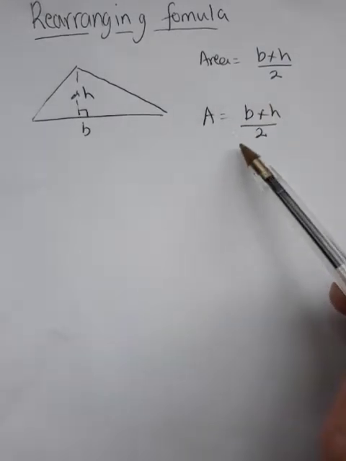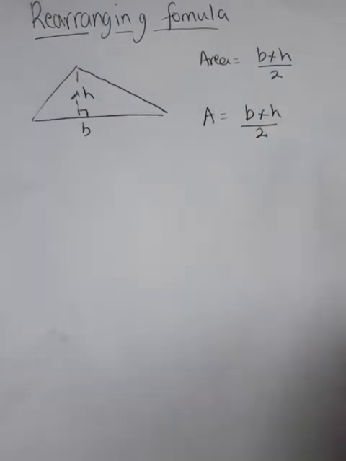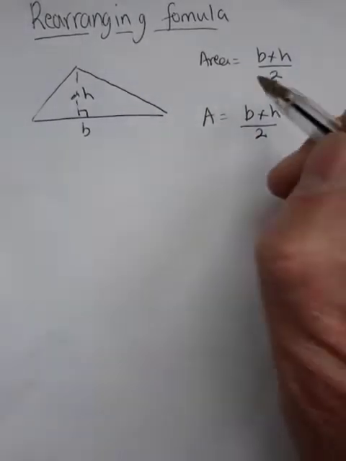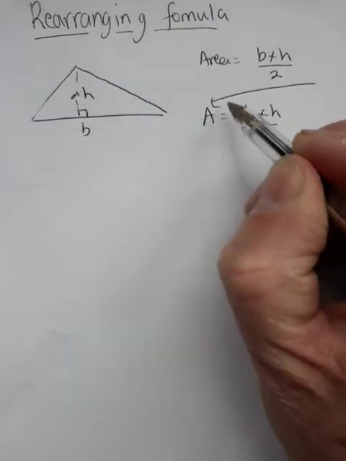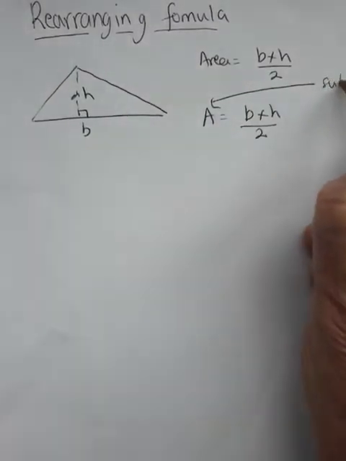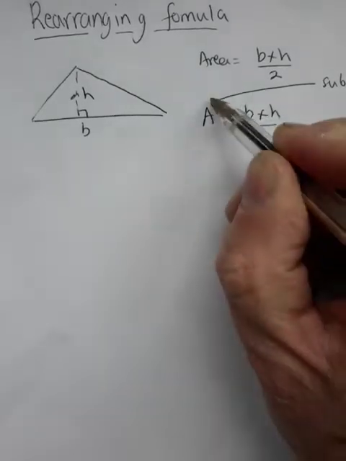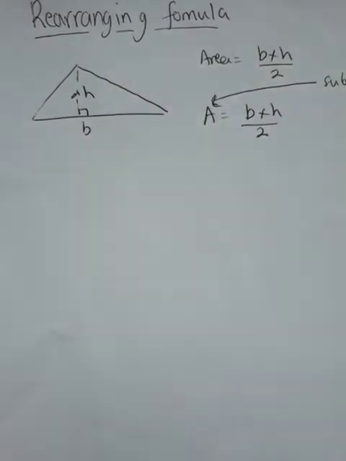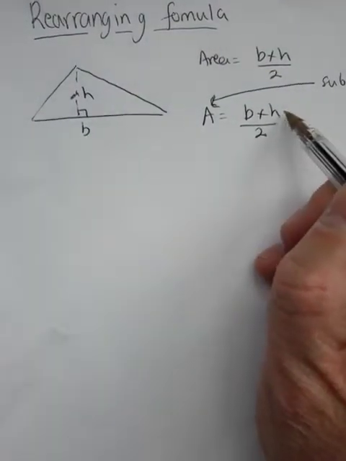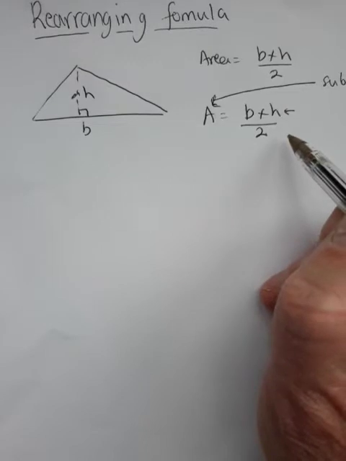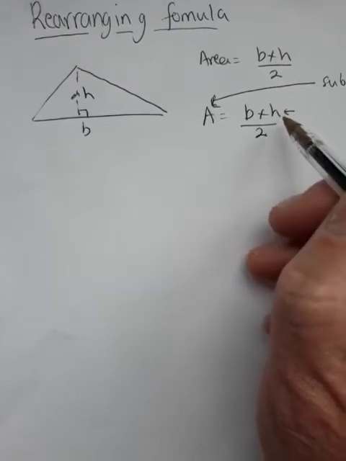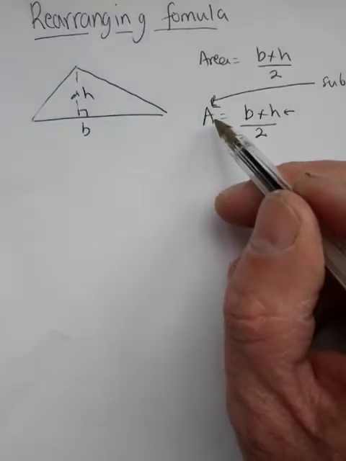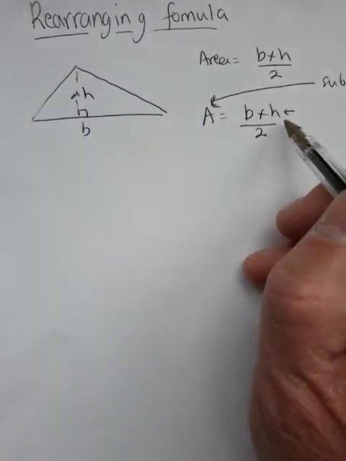Now, in that formula, A is what we call the subject of the formula, because that's what we can work out. The subject is what we can work out by using the formula. Now, sometimes we don't want to work out the area. Sometimes we might want to work out the height instead. So what we really want to do is to make H on its own. At the moment, A is on its own. We want to make H to be on its own.